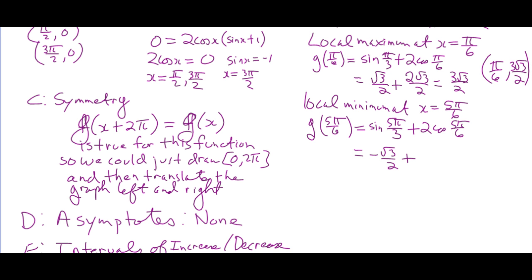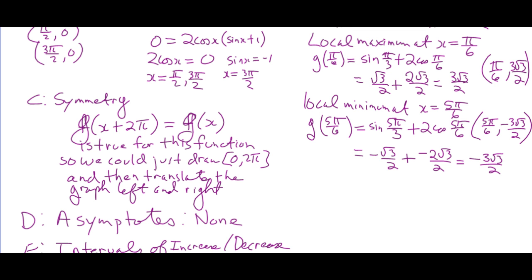And 5 pi over 6 is the same as pi over 6, but it's in quadrant 2, so it too is negative. That's negative 3 root 3 over 2, and it gives us the point. So at this point, I might want to sketch those in.